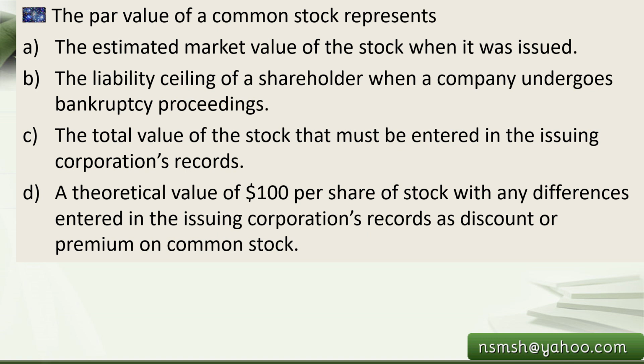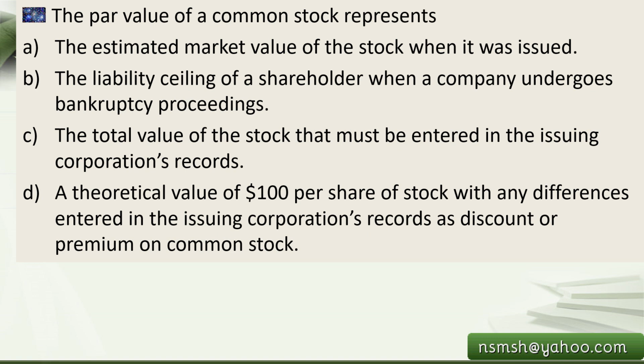So what is reflected by the par value of a common stock? The estimated market value cannot be the par value, so option A is not correct. Now, the liability ceiling of a shareholder when a company undergoes bankruptcy proceedings. That sounds like the rule we have seen earlier, because under bankruptcy proceedings, the shareholder's liability is up to the par value of the stock. So answer B is the right one.